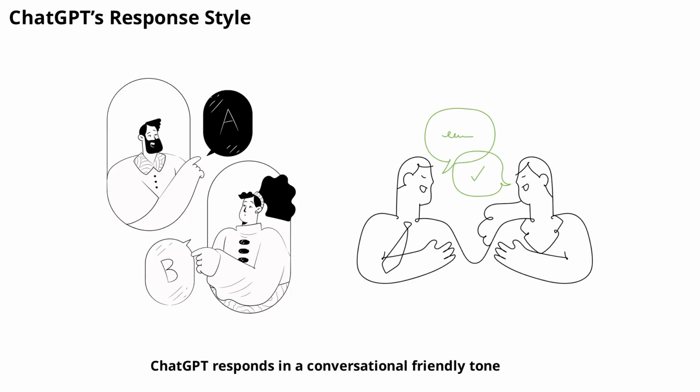ChatGPT responds in a conversational, friendly tone. It tries to be helpful and informative, but sometimes its answers may be general or need clarification. If you don't get the answer you want, don't hesitate to ask follow-up questions or rephrase your prompt. The more you interact, the better you'll understand how to get the most out of ChatGPT.